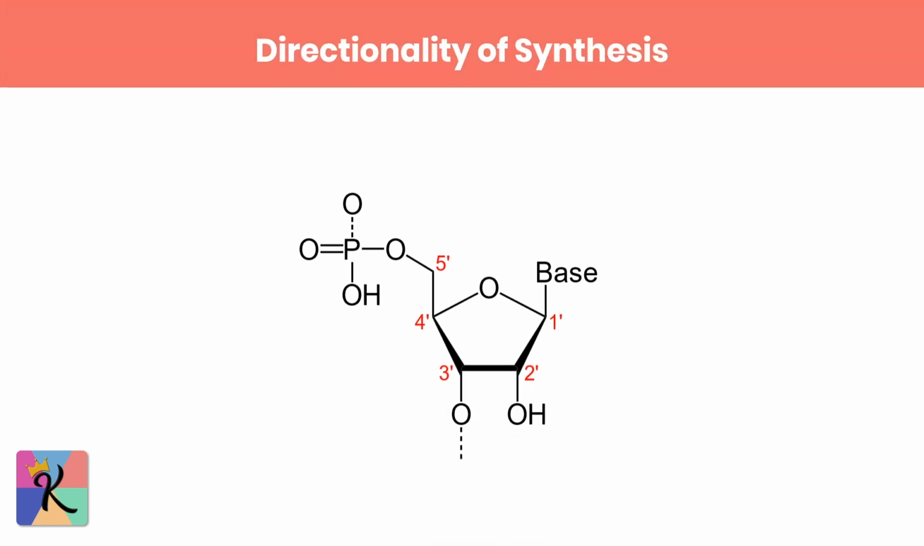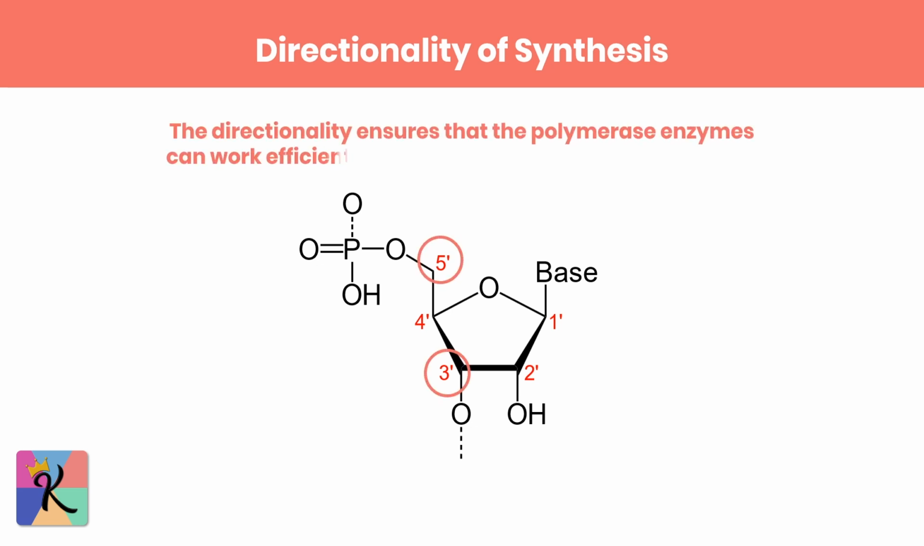Replication and transcription both proceed in the 5'-3' direction, meaning new nucleotides are always added to the 3' end of the growing strand. The directionality ensures that the polymerase enzymes can work efficiently and sequentially along the template.